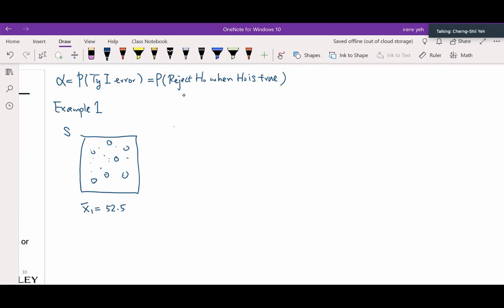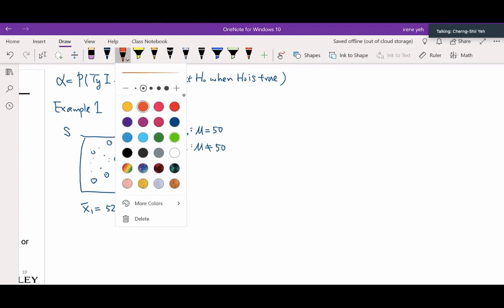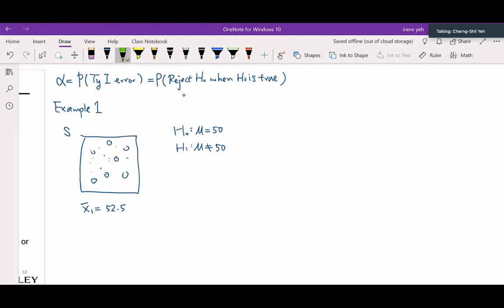Okay, here's our hypothesis testing. We want to know if my population mean is exactly 50, or alternatively, not 50. So we need to know what our hypothesis is. We also need to know what the reality is. So I'm going to write it right here. Let's say my true population mean is indeed 50. So the green one is the reality, and we're going to carry out our hypothesis testing.